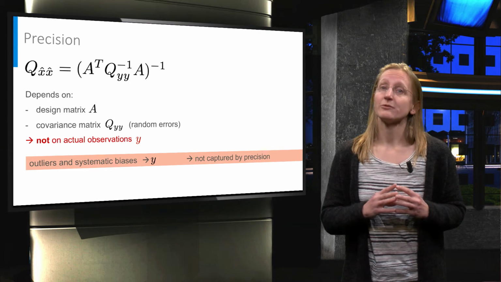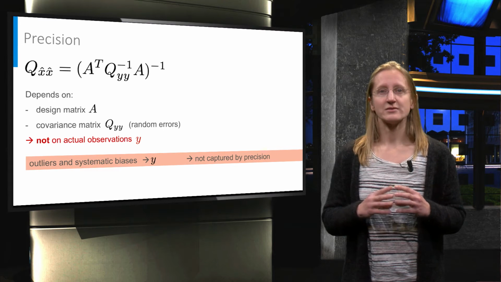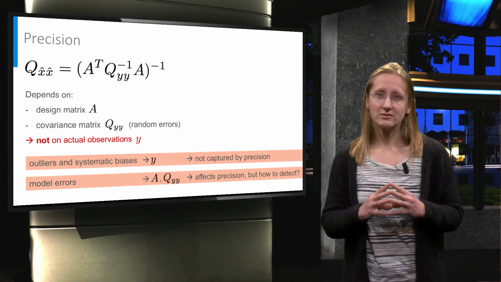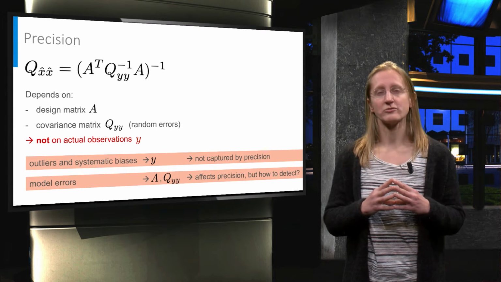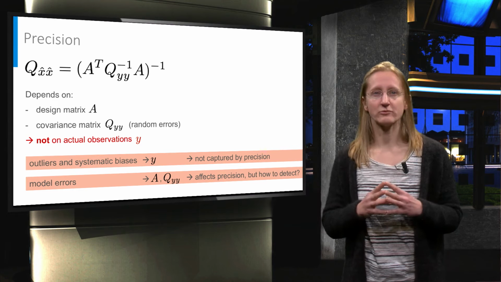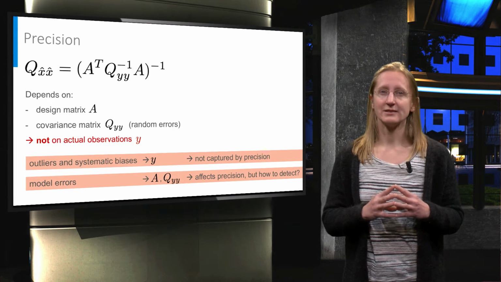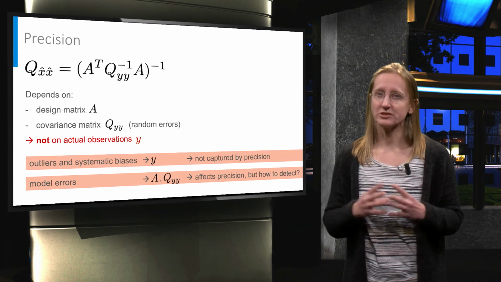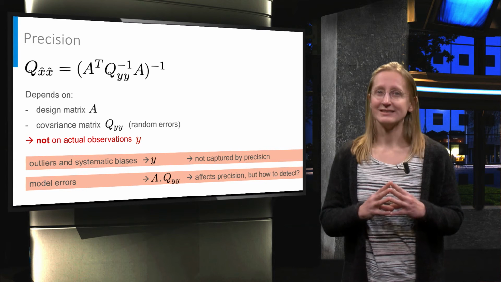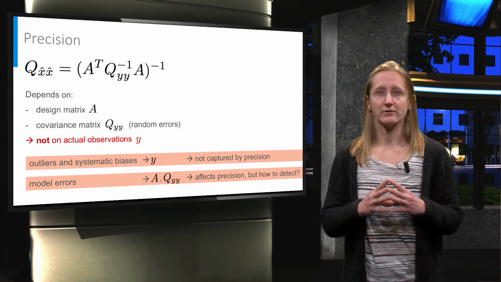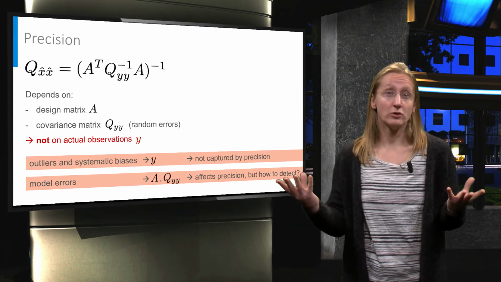Another type of error that we did not consider so far is a model error. For instance, a wrong choice of design matrix A or covariance matrix Q_yy. An incorrect model will impact the estimated parameters as well as the precision. But we cannot see it by just looking at the covariance matrix itself, since we don't know the correct one.